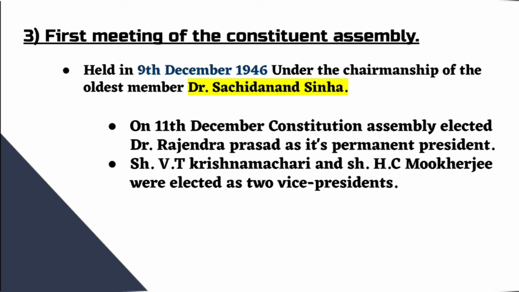Now going to the next part, the first meeting of the Constituent Assembly. The first meeting was joined by 211 members of the Congress because the Muslim League withdrew from the cabinet mission. The first meeting was held on 9th December 1946 under the chairmanship of Dr. Sachidanand Sinha, the oldest member of the Constituent Assembly. On the 11th December, the Constituent Assembly elected Dr. Rajendra Prasad as its permanent president, and V.T. Krishnamachari and H.C. Mukherjee were the other two vice presidents elected.